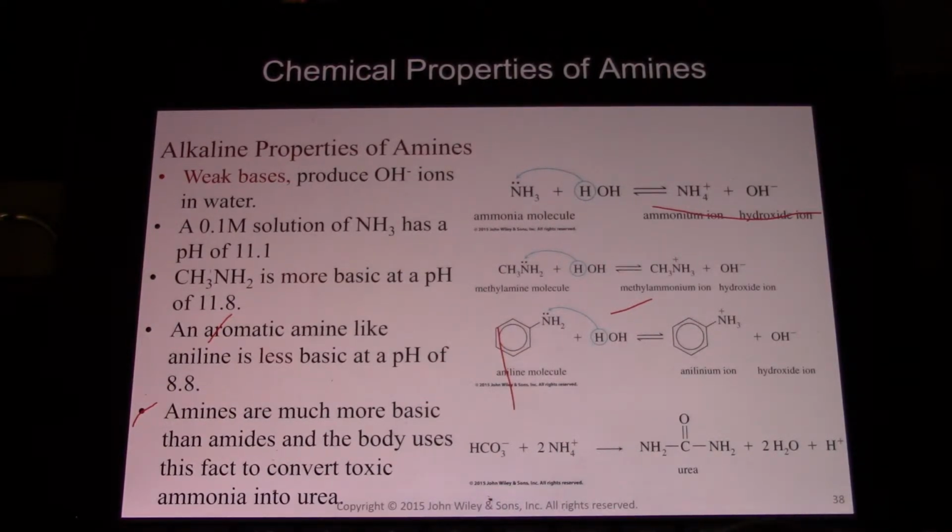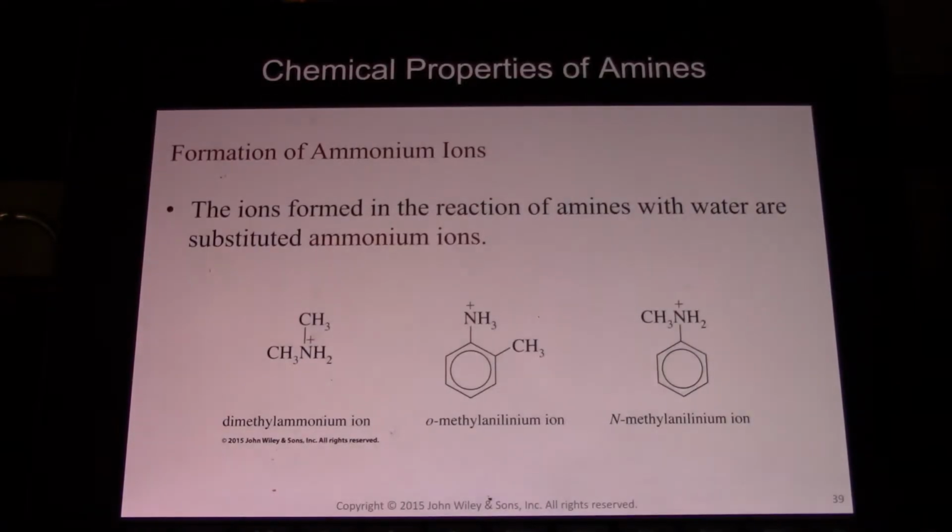An aromatic amine like aniline is less basic. Most amines have a pH of like 11, but aniline is all the way down to 8.8. It's getting closer to neutral because those electrons are actually pulled in to the aromaticity of the group, and they're not free to attack other things. Amines are much more basic than amides, and the body uses this fact to convert toxic ammonia into urea, which you then expel out by peeing it.